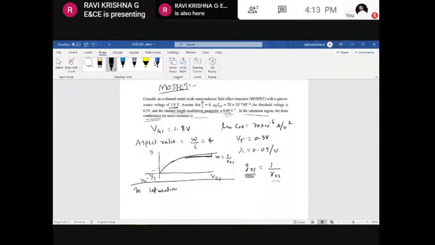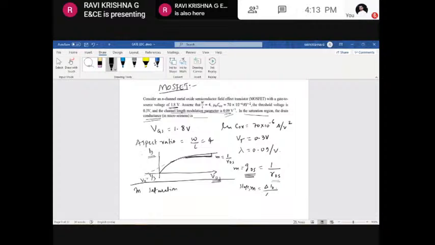Which means GDS is nothing but the slope. But what is the slope here? Slope is equal to change in the y-axis divided by change in the x-axis. In the y-axis we have the drain current, so it is the change in the drain current divided by the change in the x-axis. Here the x-axis is VDS, because we are considering the drain resistance. That's why we need to consider the output characteristics here.